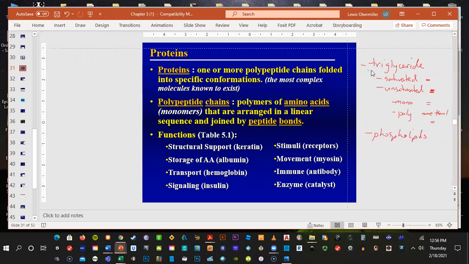And by the way, what are the monomers for triglycerides? Make sure you know this for the test. It was on your chemistry worksheet, and you guys filled out the table for that. So this is glycerol and three fatty acids. Those are the monomers.